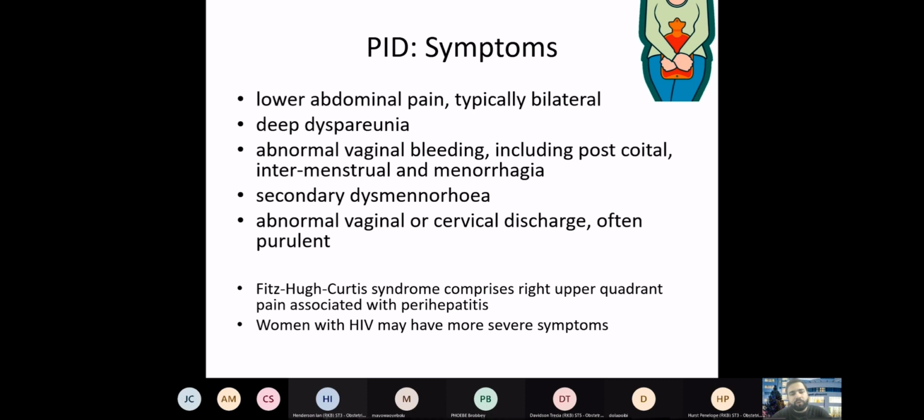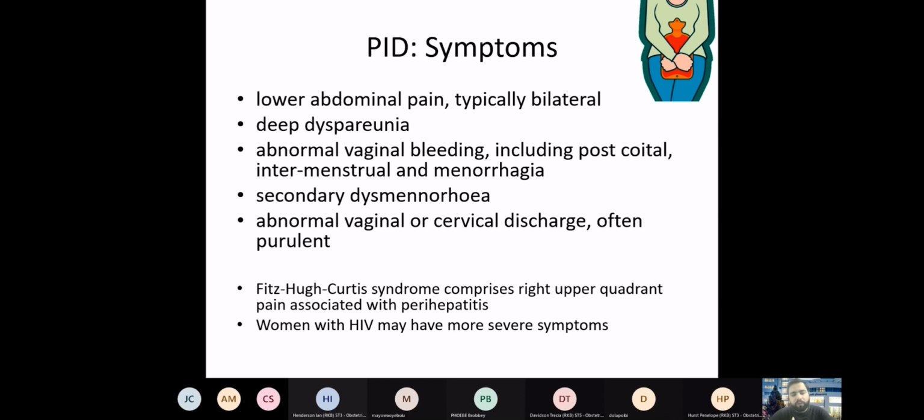Sexual intercourse is really painful, so deep dyspareunia, abnormal vaginal bleeding, including postcoital, intermenstrual bleeding, and menorrhagia. Secondary dysmenorrhea and abnormal vaginal or cervical discharge, which is often offensive or purulent.